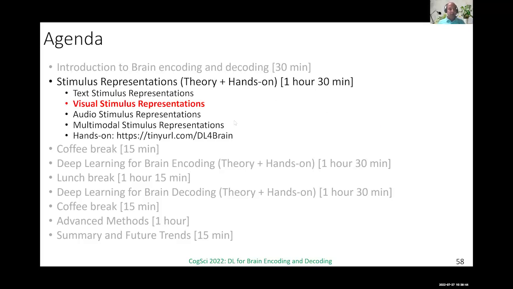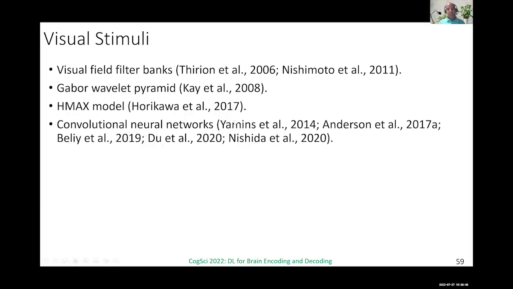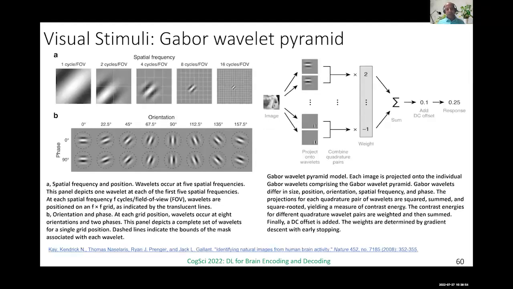So let me quickly go over visual stimulus representations as well. There are various kinds of representations, from visual field filter banks, Gabor wavelet pyramids, the HMAX model, and the CNN model. Again, I'll rush through the first few because they're pretty old and not many people use them now. Older image processing literature used to use these frequently, but now people have moved on to CNNs, convolutional neural networks, and so on.